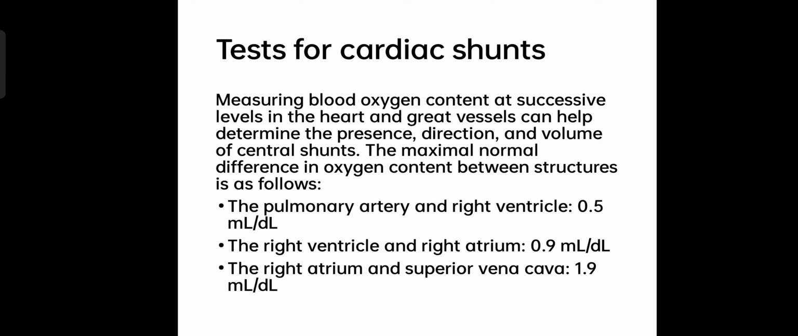Measuring the blood flow and blood oxygen content at successive levels in the heart and great vessels can help determine the presence, direction, and volume of a central shunt. The maximal normal difference in oxygen content between structures is as follows. The pulmonary artery and right ventricle: 0.5 milliliter per deciliter. The right ventricle and right atrium: 0.9 milliliter per deciliter. The right atrium and superior vena cava: 1.9 milliliter per deciliter.